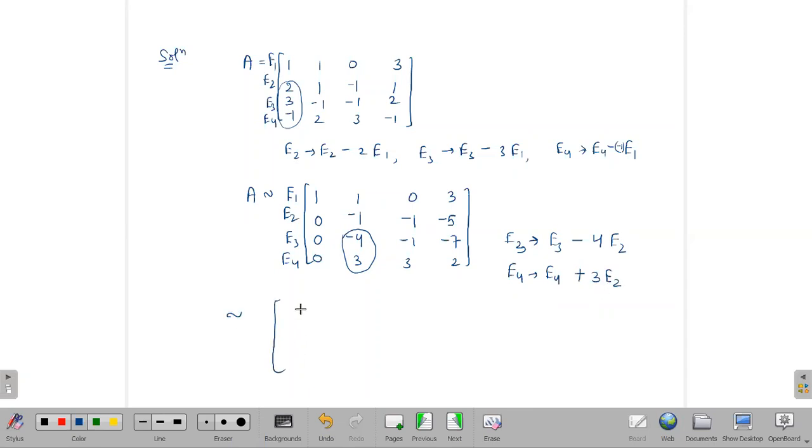So the matrix will reduce to 1 1 0 3, 0 minus 1 minus 1 minus 5, 0 0 0 0. So minus 1 will be here, minus 7 minus 7 minus 12. Sorry. Minus 7 here and minus 12 here. Yes.